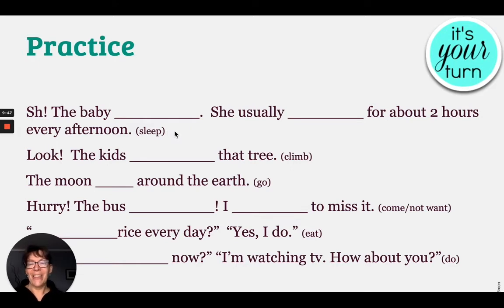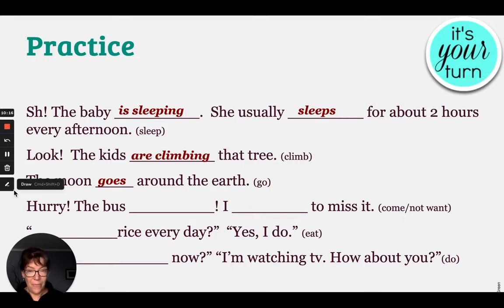Let's check your answers. Here we have shh. That tells you it's happening now. Okay. And here we have usually. So that tells you it's a habit. Okay, look, the kids, look, that tells you it's happening now, are climbing. The moon and the earth, that tells you it's going to be a scientific fact. Hurry, that tells you it's happening now. The bus is coming. I don't want to miss it.